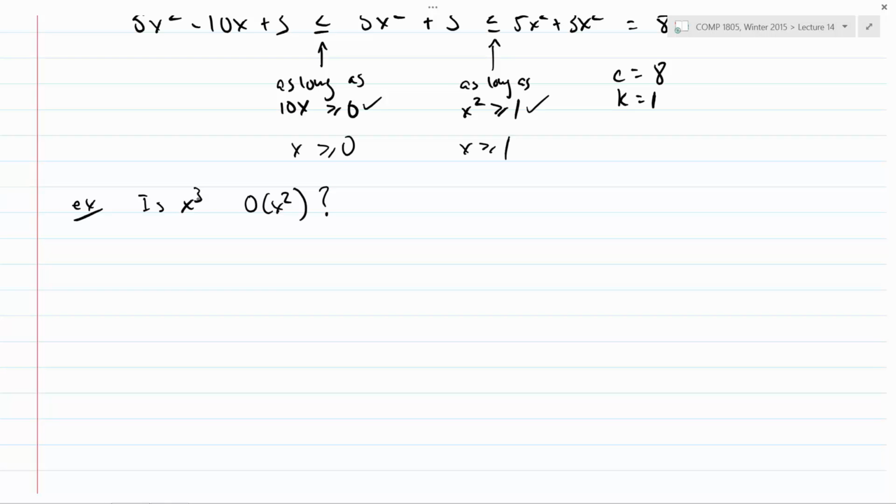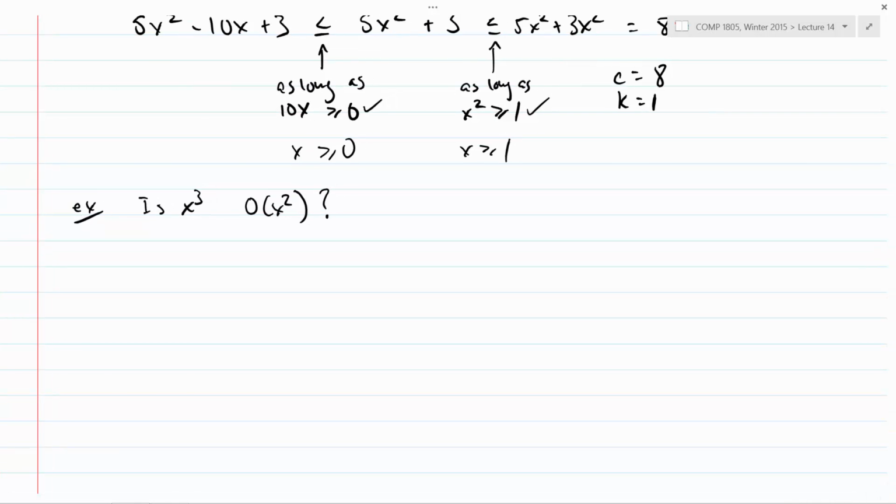x cubed grows faster than x squared. But this is saying that x squared grows faster than x cubed. So that doesn't match our intuition. But just because we're surprised by something or suspicious of something doesn't mean it's necessarily not true. So the way you usually attack these is by contradiction. So you assume that x cubed is in fact big O of x squared.